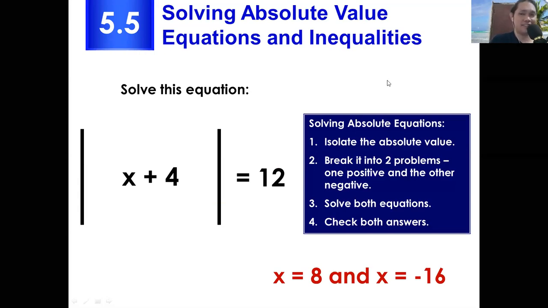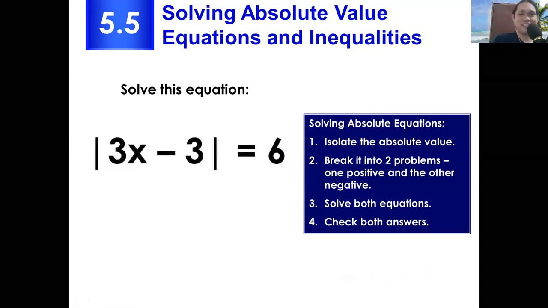Math is the easiest among the other subjects. Okay, another example. The absolute value of 3x minus 3 is equal to 6. What's the answer? x is equal to 3 and x is equal to negative 1.